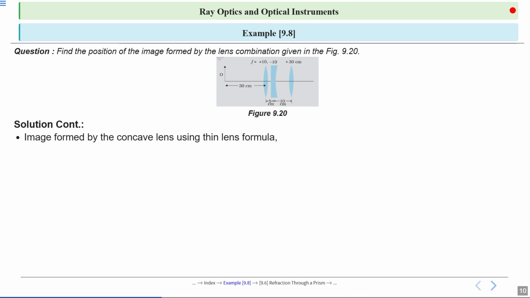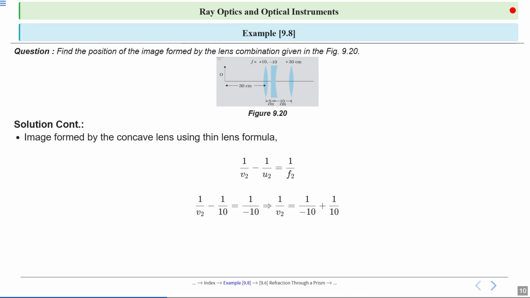So now we will begin by considering the image formed by the concave lens. Now we will use the thin lens formula to find the image position. Here's the thin lens formula: 1 upon V2 minus 1 upon U2 equals 1 upon F2. In this formula, V2 is the image distance, U2 is the object distance, and F2 is the focal length of the lens.